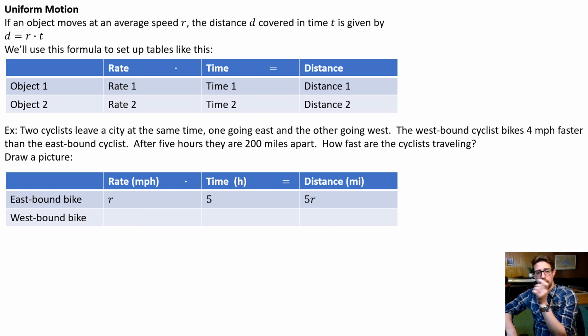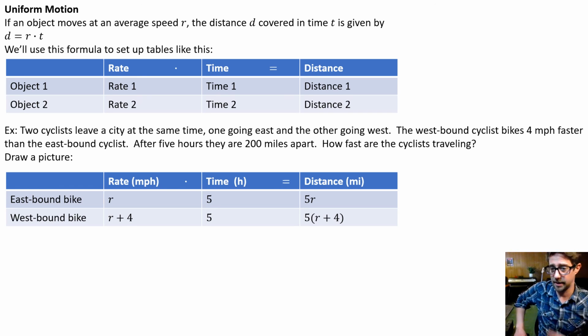All right, and then other bike, rate of R plus 4, right? The faster one went R plus 4. So we're going to put that in the rate column, and then it's going to be 5. So it's the same amount of time. And then the distance that bike traveled is the same thing. It's just the product of those two things. R plus 4 times 5. Or 5 times R plus 4. You need the parentheses there, right? Because you're multiplying by a sum. 5 times R plus 4.